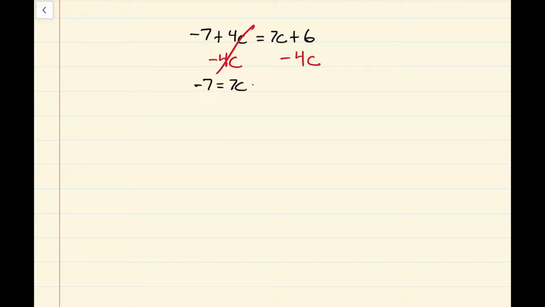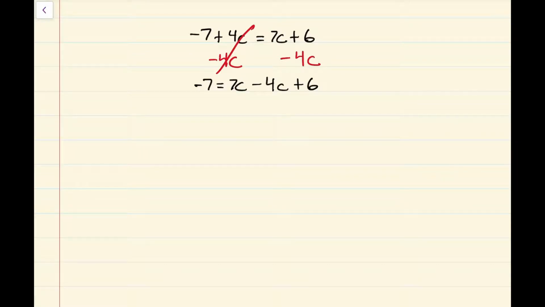Alright guys, so let's move on to the next question, which is negative 7 plus 4c is equal to 7c plus 6. And feel free to pause the video to try the question on your own. So let's subtract 4c from both sides of the equation, so that we can get rid of this 4c on the left side of the equation. So if we subtract 4c on both sides, these two would cancel out, and the resulting equation would be negative 7 is equal to 7c minus 4c plus 6.